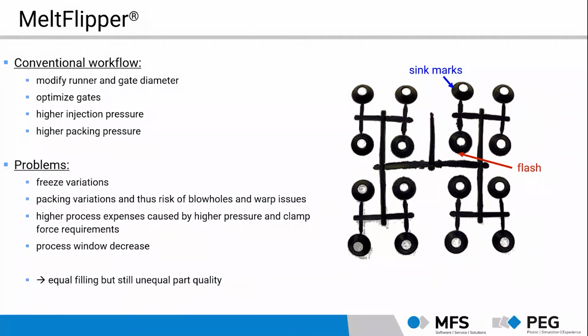But maybe they reach a goal to get an equal filling, but they still see problems. Problems maybe with freezing, problems in the packing. So the risk of blowholes and warp issues. They have, of course, higher process expenses when they work with higher pressure and higher clamp force requirements, and they decrease their process window. So maybe changing diameters in runners and gates can lead to an equal filling of all the cavities, but often you still have unequal part quality.